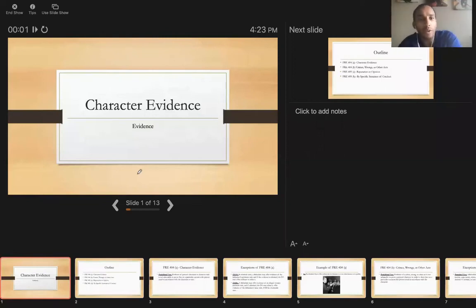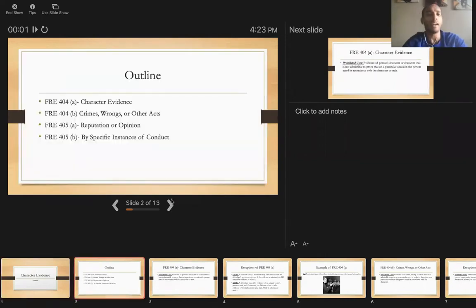Hi, everybody. We're going to go through character evidence for today. Character evidence can be kind of tough, as you can see, but we are going to turn this into complete English. So this is the outline that I've created.